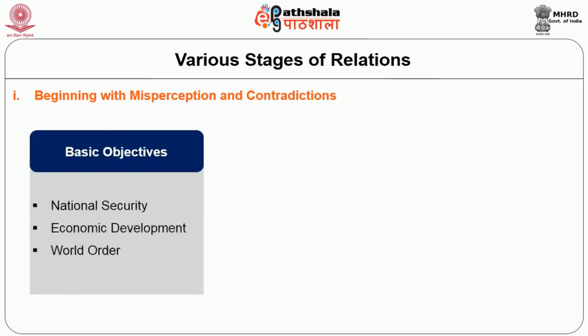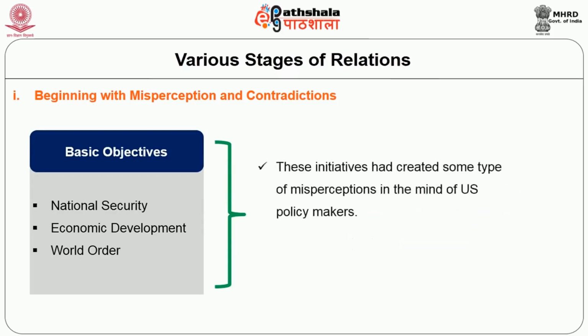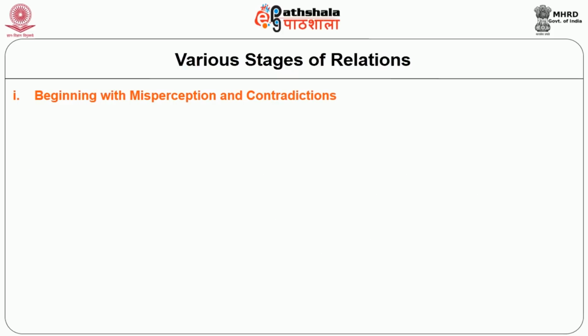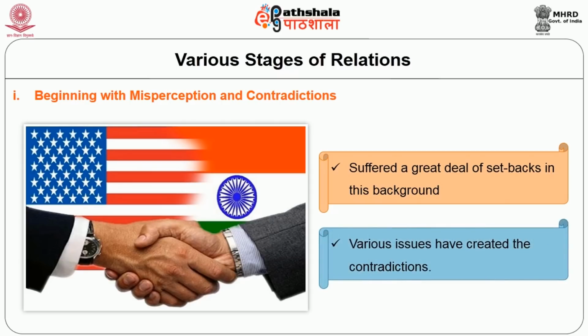The basic objectives, that is national security, economic development and world order, proved to be the core issues around which India's foreign policy revolved. These initiatives had created some type of misperceptions in the mind of US policymakers. They devalued India's strength at this initial period. India-US relations suffered a great deal of setbacks in this background. Various issues have created the contradictions between India-US relationships.